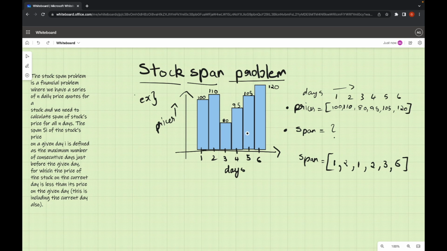For day 5, you compare it with day 4. Since it's less, you increment the span. Then you compare day 5 with day 3. It's less, you increment the span. Then you compare day 5 with day 2. Day 2 is more than day 5. So the price on day 2 is more than day 5, so you stop there and you do not increment the span. And you get the span as 3 for day 5.